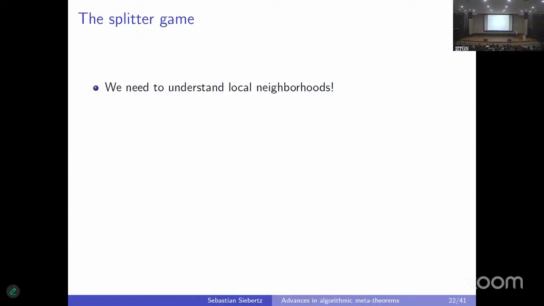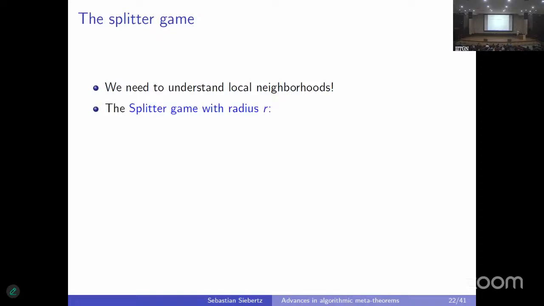Okay, so what's the problem? What if local neighborhoods are just as complicated as the whole graph? For example, if you have one vertex connected to all, then the local neighborhoods are just the whole graph, so you haven't gained anything. What you need is that the local neighborhoods must be really simple. We need to understand local neighborhoods, remove a vertex, and keep the information stored somehow. So this is exactly the idea of the model checking algorithm for nowhere dense graphs.